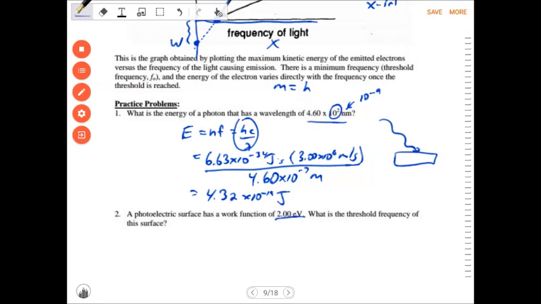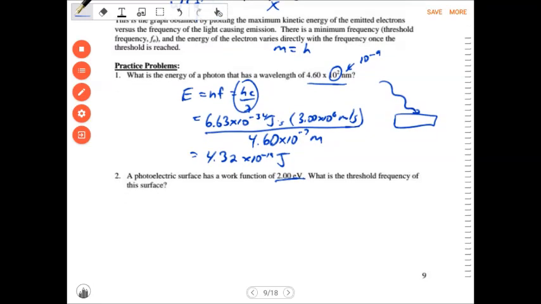What is the threshold frequency of this surface? So basically, this metal is going to be holding on to those electrons with 2.00 electron volts. So it's asking how much energy this photon has to have to get free, or to kick the electron off. Well, we need 2 electron volts to kick it off. So our E, now we want threshold frequency, so that's E equals hf. And because it's a threshold frequency, we put the little 0 down there. So I need 2 electron volts.